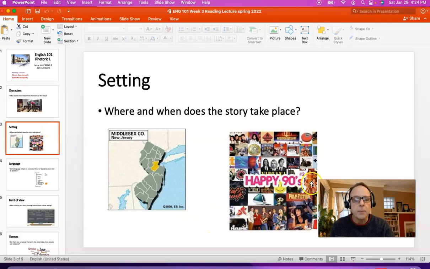The setting is going to be important. Setting, of course, involves place and time. So here we have New Jersey, Middlesex County, I think, is where Edison, New Jersey is. And so you can see that, East Coast. This is not a big map, so you can't really see that the Atlantic Ocean is right there. But at any rate, there it is.